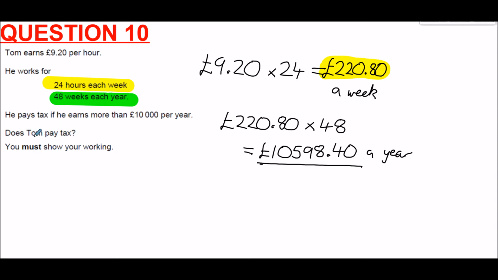Now the question's just asking if he pays tax or not. It's not asking how much tax he pays, but it does say he pays tax if he earns more than £10,000 per year. This calculation shows that he's above the £10,000 limit, so our final answer is yes, he's going to pay tax, for the simple reason that £10,598.40 is greater than 10,000. So yes, he pays tax.